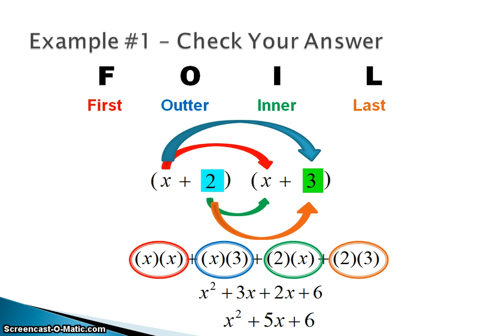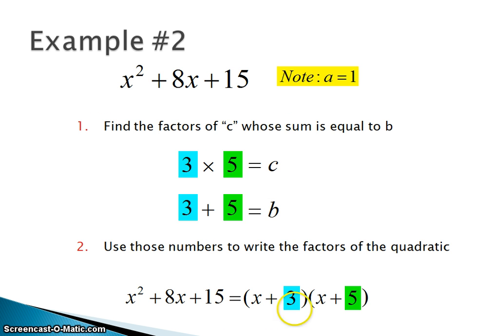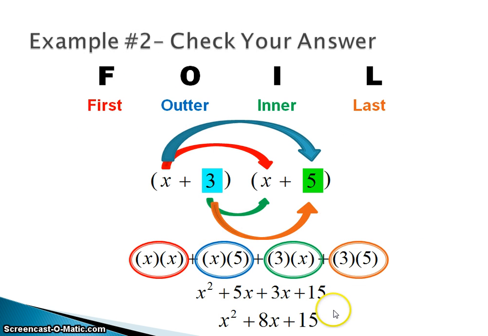Let's look at one more example. If we were to factor x squared plus 8x plus 15, we would find that 3 and 5 meet the criteria of multiplying to equal 15 and adding to equal 8. So we'll write our factors x plus 3 and x plus 5. But I want to check my work. How am I going to do that? I'm going to use FOIL.